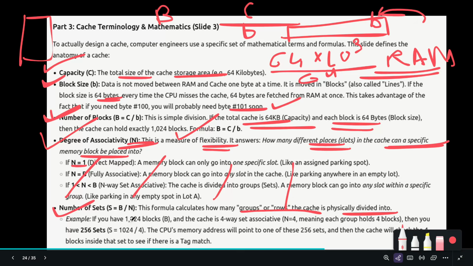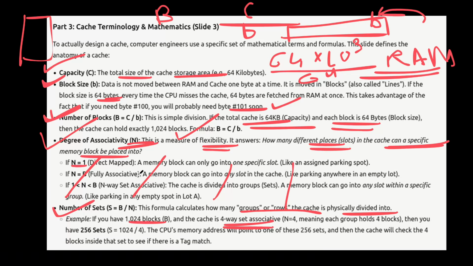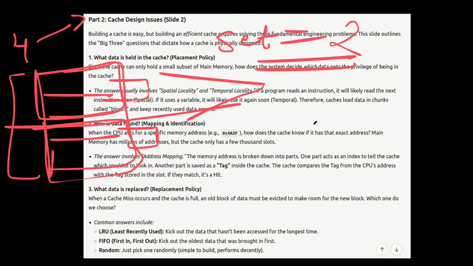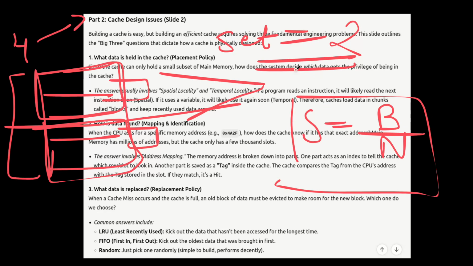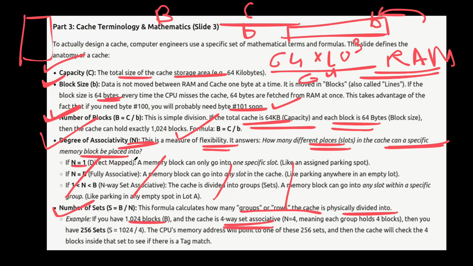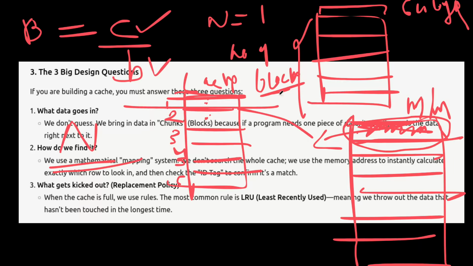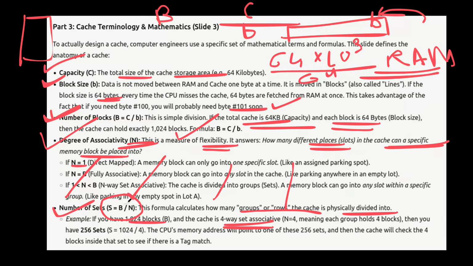So if you have 1024 blocks and the cache is four-way set associative, it means N's value is 4. We will understand this while discussing mapping. For now, just understand how to calculate the number of sets. It is the number of blocks divided by N, where N is the flexibility, the degree of associativity. Using this formula, the total number of blocks divided by the associativity, we can calculate the number of sets.